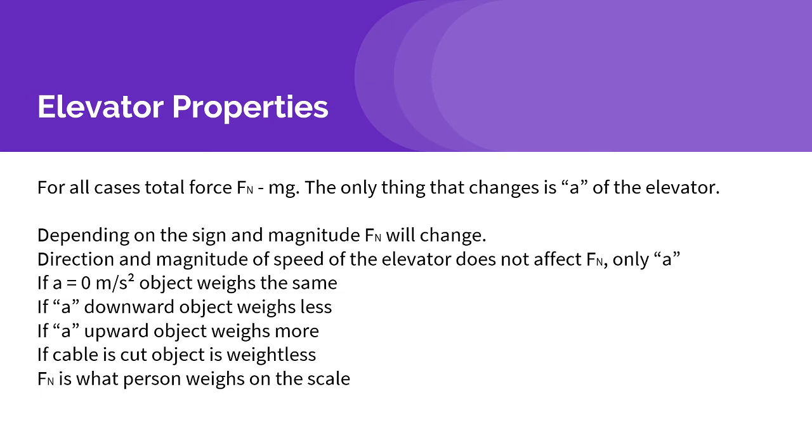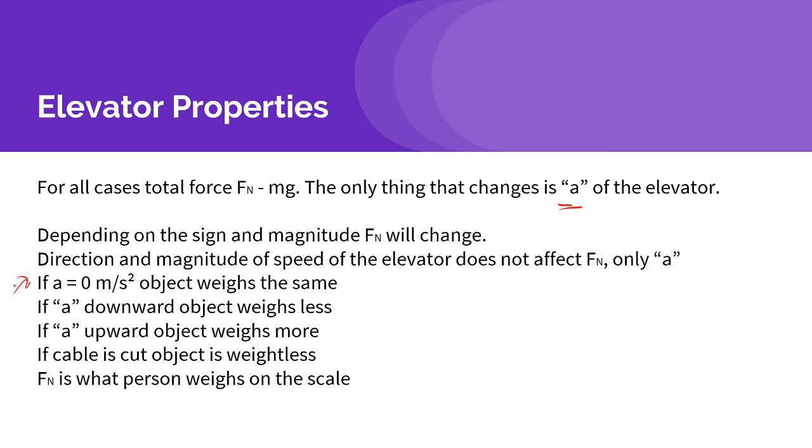So for those cases, in a free body diagram, we always have two forces, normal force and gravity. And normal force is always going up, mg is always going down, but the only thing that is changing in those cases is the acceleration. So depending on the sign and the magnitude of acceleration, Fn will be different.